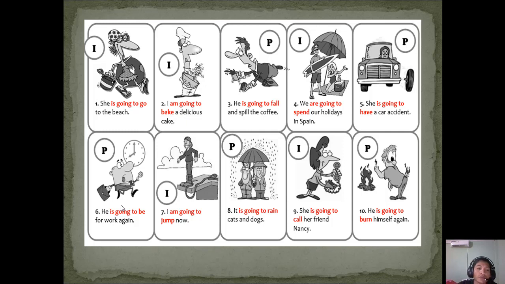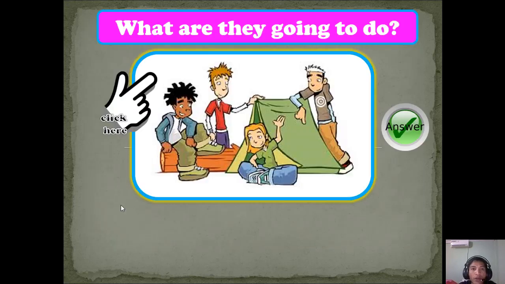Okay, so right now we go to the exercise. What are they going to do?